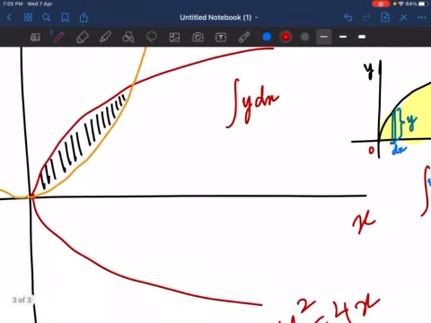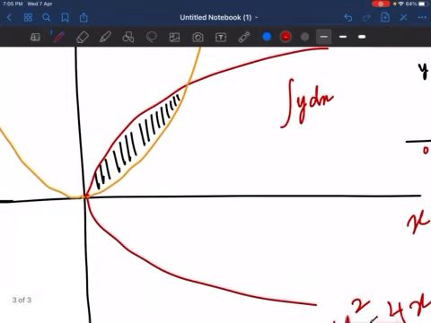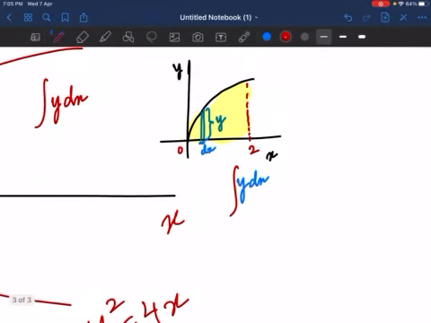So now we have to find the area of this region. We see that this region is starting from the point 0, 0. One thing, we have to write the limits in here. So what will be the limits? The limits will be, it's starting from 0, right?